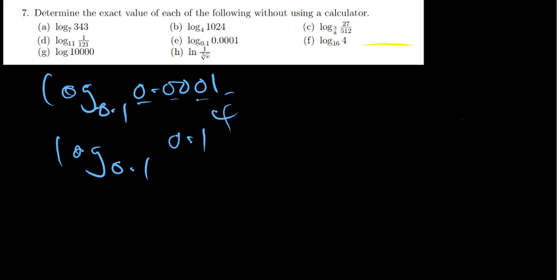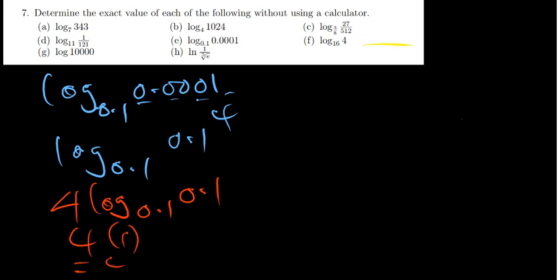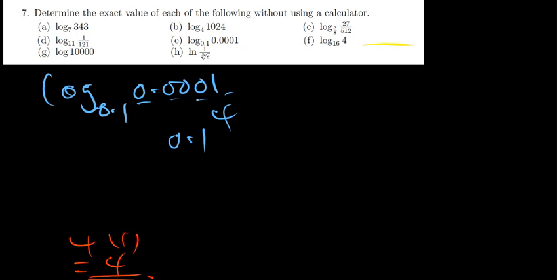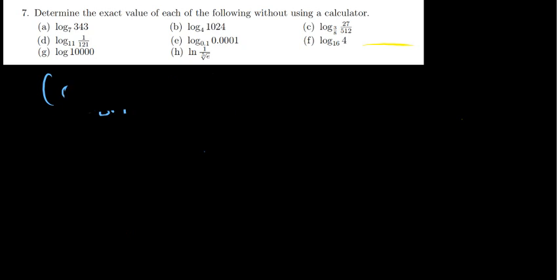If you want, you can use that other method. I can shift the power to be in front, 4 log base 0.1 of 0.1. So this part is going to give us 4 times 1. The answer is 4. That is the exact value. If you want, you can use that other method where you equate it equal to x. You find the same answer.